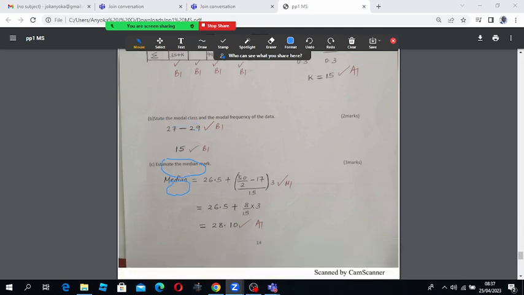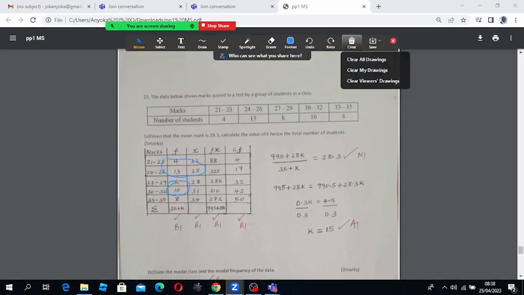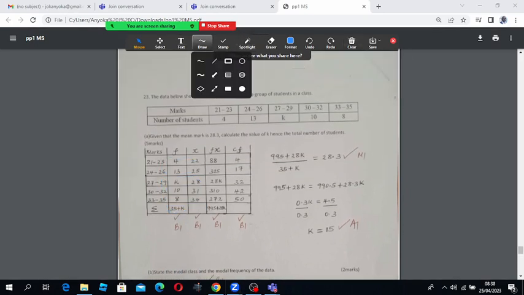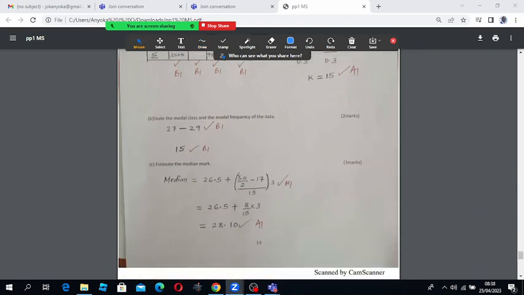We calculate the median mark. Number one, when we are working out the median, we need the cumulative frequency column. So make sure that you get the cumulative frequency column. That will normally award you 1 mark. After getting the cumulative frequency column, state the formula for finding the median. Formula for the median is equal to LB, the lower class boundary of the median class, plus n over 2 minus c over f times i.